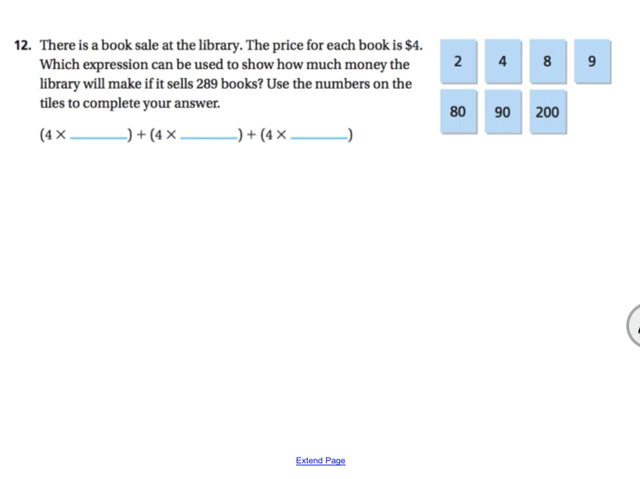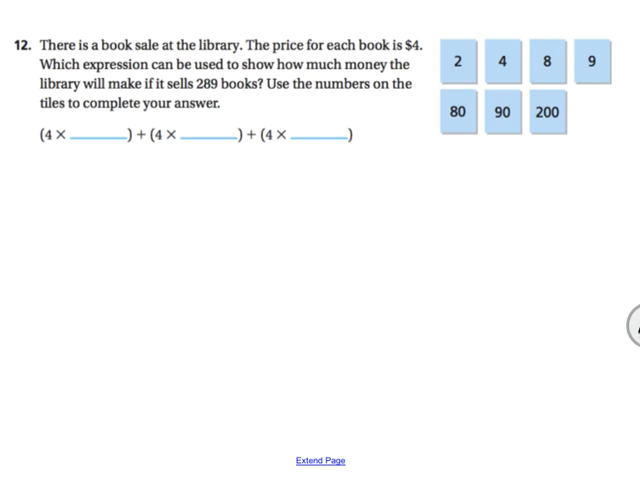All right, number 12, again, is the distributive property or expanded form. And again, we have those tiles with the numbers on them. So those are the ones that we're going to use. And in here, you might not use all of these numbers because there's only 3 blank spaces. So let's read the question. There is a book sale at the library. The price for each book is $4. Which expression can be used to show how much money the library will make if it sells 289 books? Use the numbers on the tiles to complete your answer.